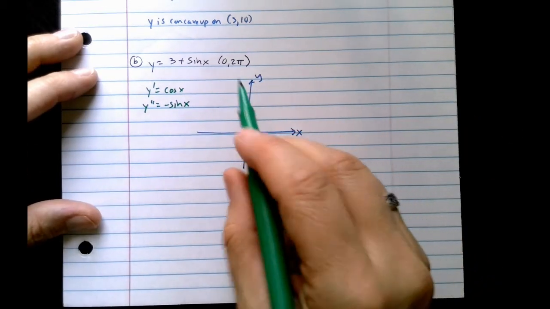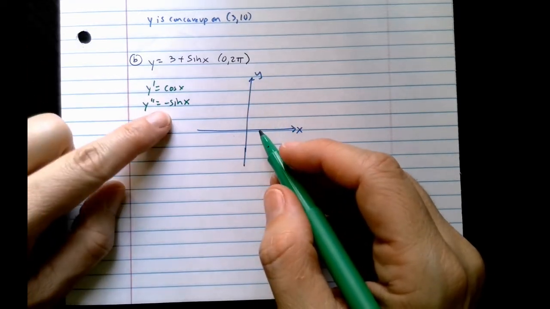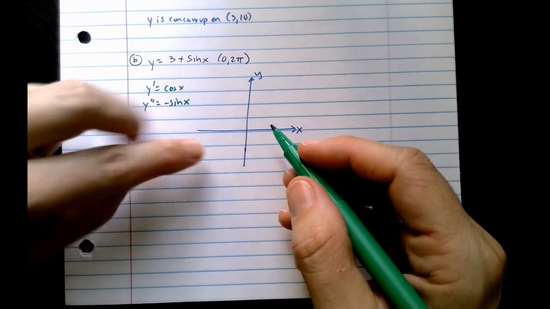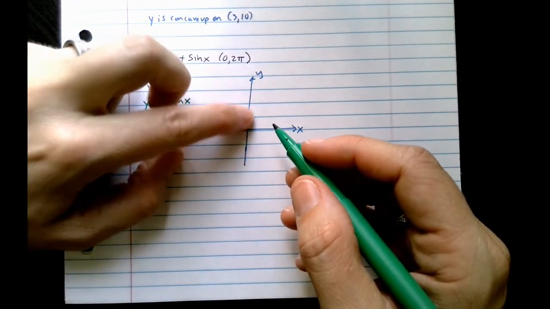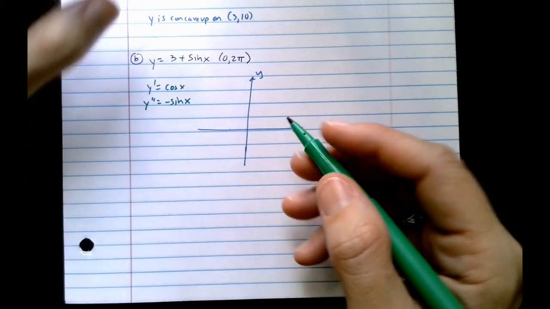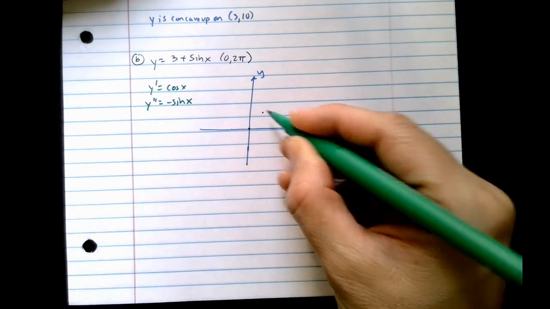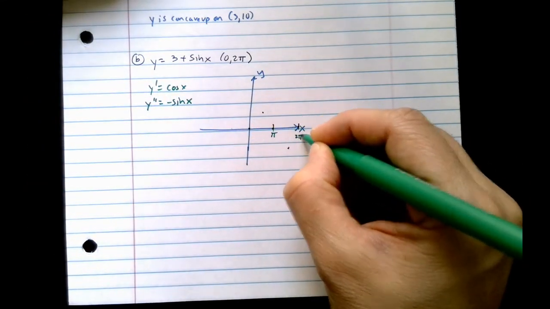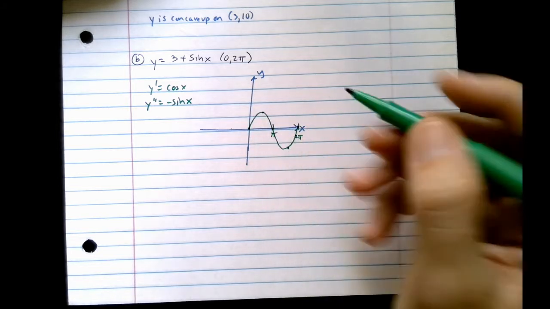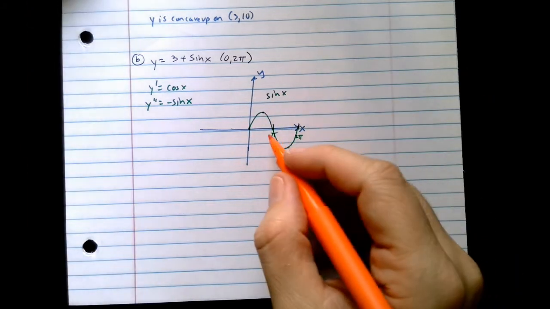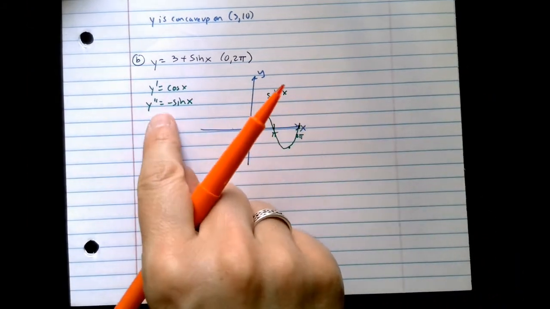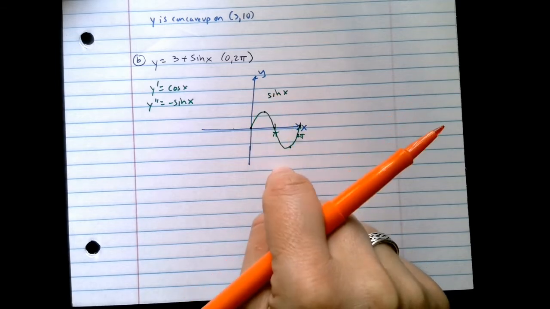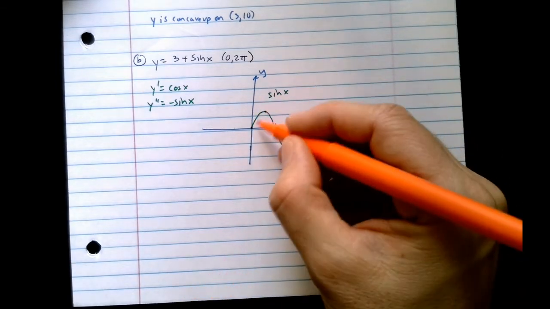Now, I'm only interested in the interval from 0 to 2 pi. And because this is a negative 1 in front, we're going to take our regular sine graph, which starts at the origin and then goes up, and we're going to reflect it. But remember, we don't want the sine graph, we want the negative of sine. So the negative in front reflects this. So all these points will reflect over the x-axis.